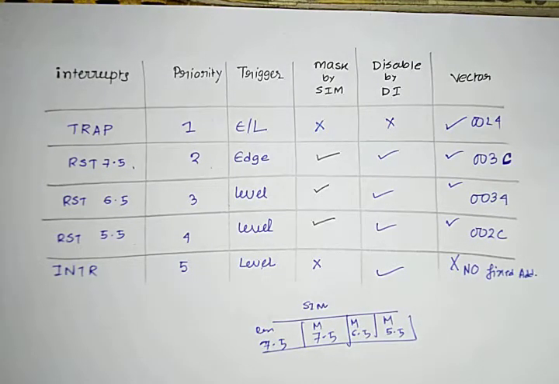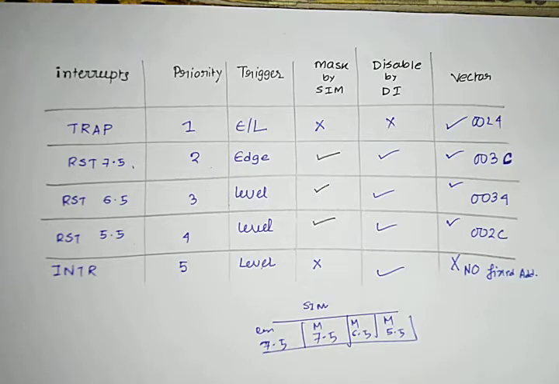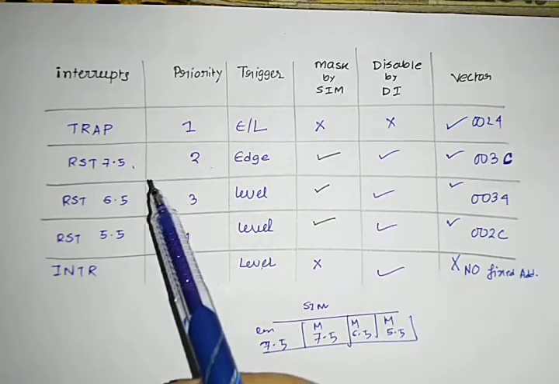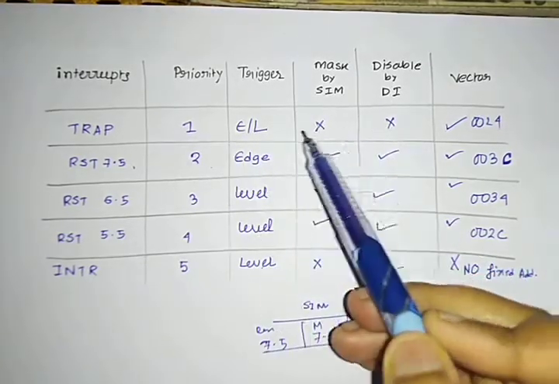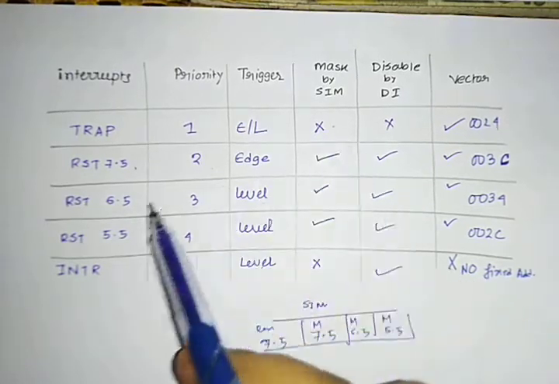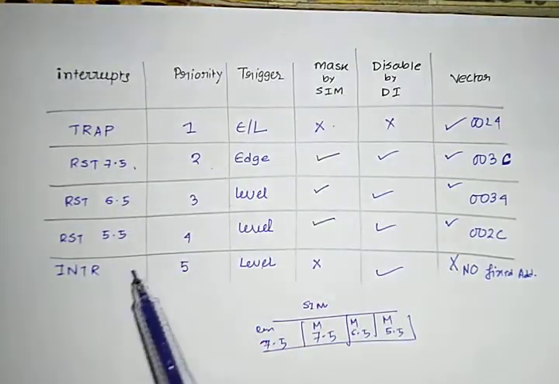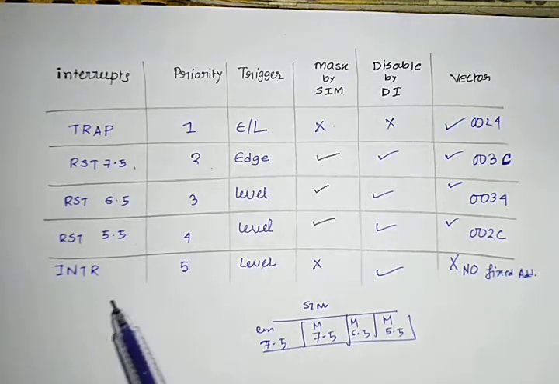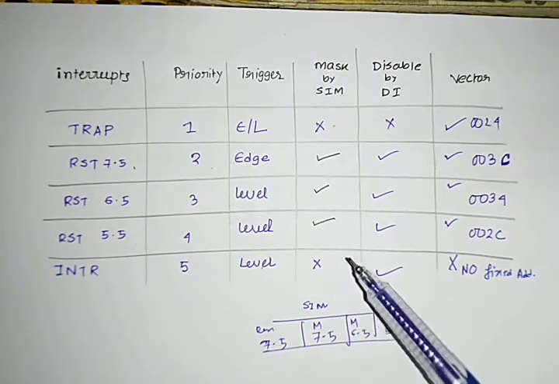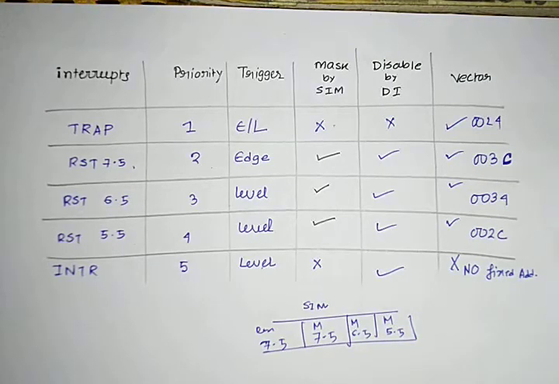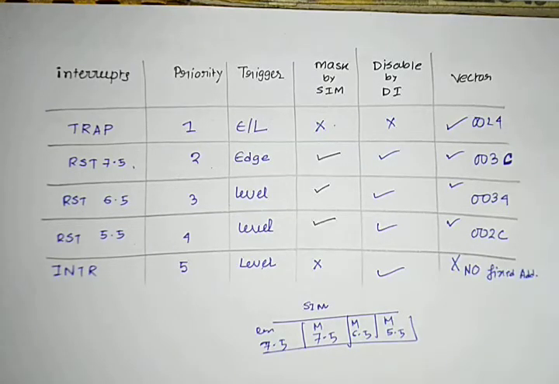Okay, what is masking? Masking is basically disabling my interrupt. Like, I just don't want any interrupt to disturb me right now, so we can disable them by using the SIM instruction. Now trap, being the most important one, can't be masked, can't be enabled by anything, so SIM can't be used here. But for 7.5, 6.5 and 5.5 we have the SIM instruction, and for INTR we can't do this with the SIM instruction. Okay, next is disable by DI. DI is disable interrupt. It's a dangerous instruction. Whenever you write DI, all interrupts will get disabled except trap.